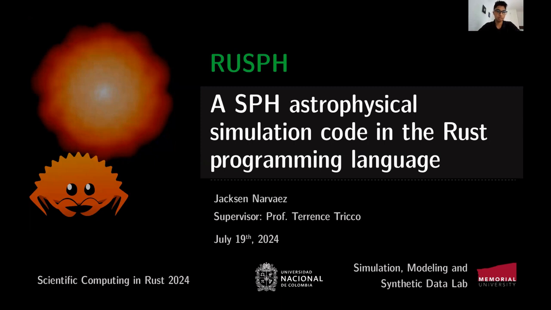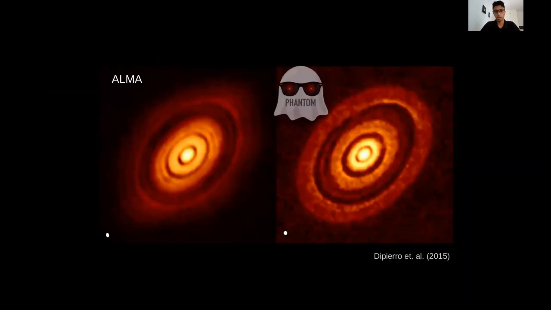I'm a bachelor physics student at National University of Colombia, and today my presentation is about Rusph. This is an implementation of the SPH method in the Rust programming language. First of all, some motivation.